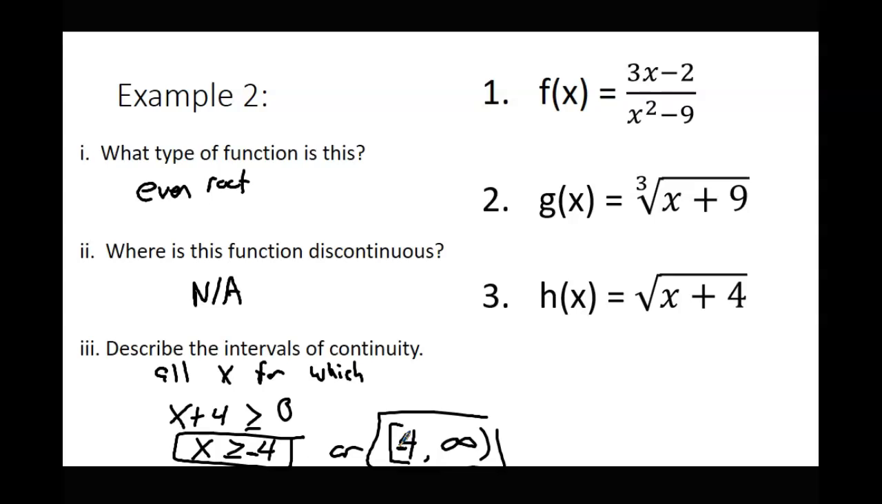Is that number 2? What do you mean? What's the solve for number 2? This is for number 3. Yeah, so for each problem doing these 3 things, we're identifying what the function is, where it's discontinuous, and where it is continuous.